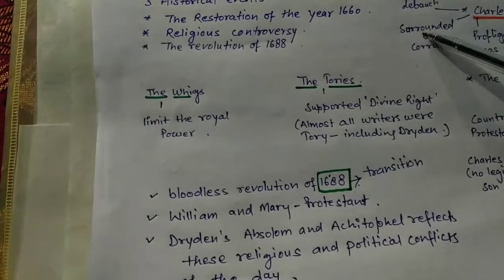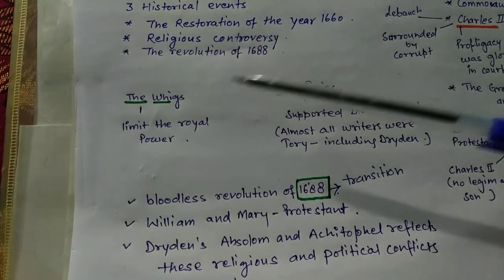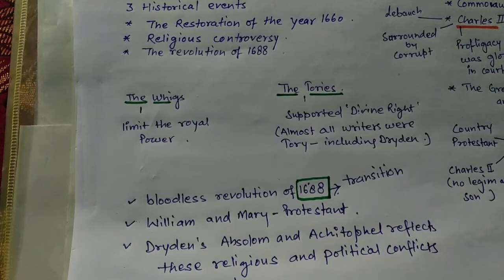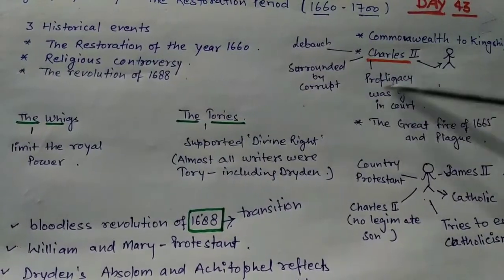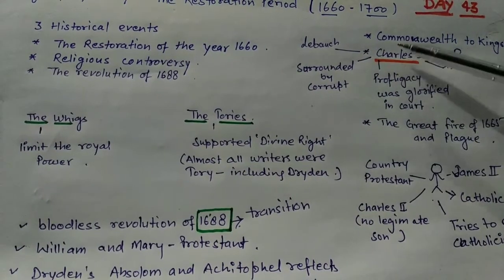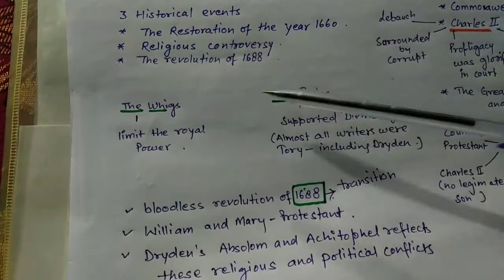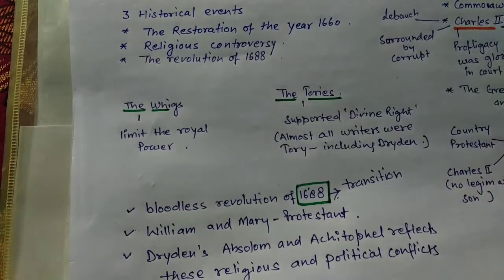Now there were two groups of people there. The first were the Whigs and the second were the Tories. So who were Whigs and who were Tories? Now from here this story, okay, story ko yahan se samajhne ki koshish kijiye ki Charles II was not a good king. So there were two groups. One were who were supporting him, and second were who were not supporting him.